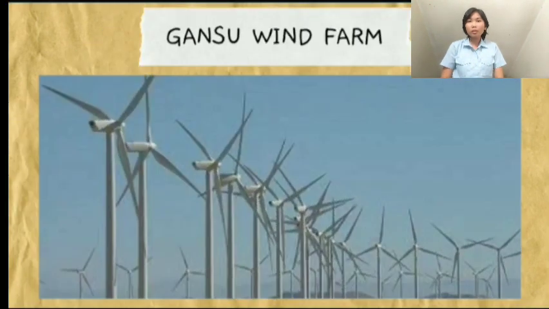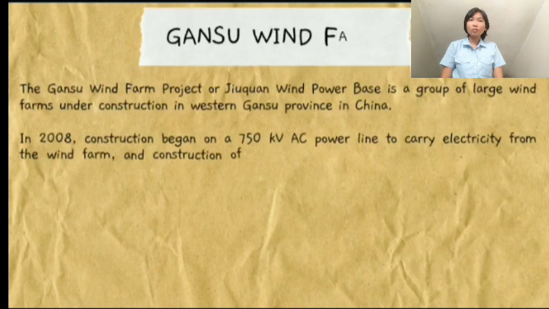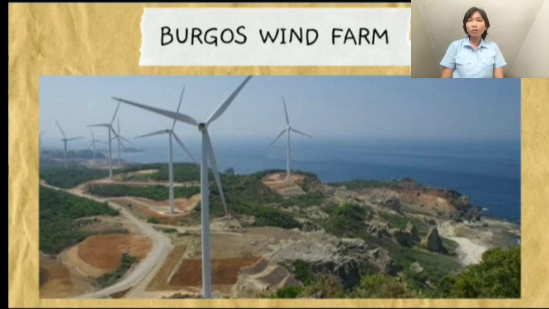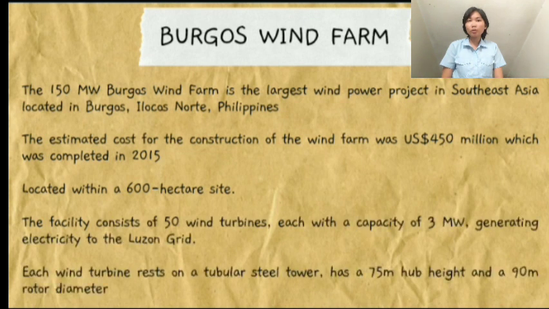So here are some details regarding Gansu Wind Farm ng China. So noong 2010, mayroon ng 3,500 turbines with an installed capacity approximately 5,160 megawatts. So compare sa Burgos Wind Farm sa Ilocos Norte, Philippines, mayroon lamang 150 megawatts. At mayroon lamang na 50 wind turbines with a capacity of 3 megawatts.